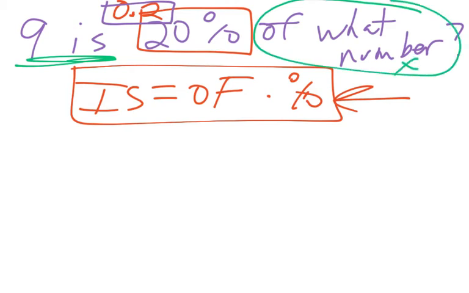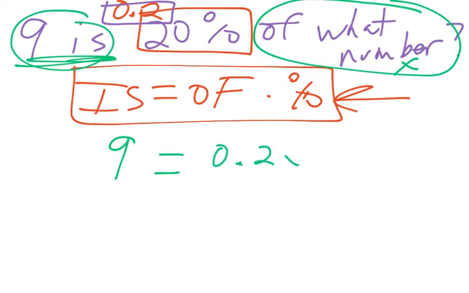So now let's plug them in. 9, right? 9 is, so 9 goes right there. Of, we don't know it, X, and then the percent is 0.2. But since they're being multiplied together, I'm just going to switch the order there, right? Because we typically put the coefficient in front of the variable. So that was actually our percent value as a decimal, and the of was X, okay? And now you solve that one-step equation.